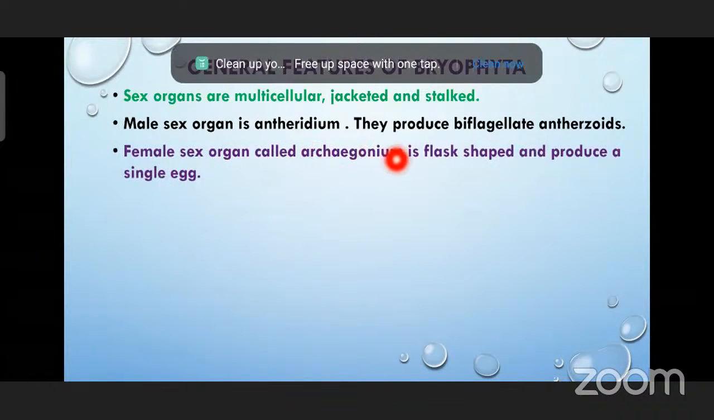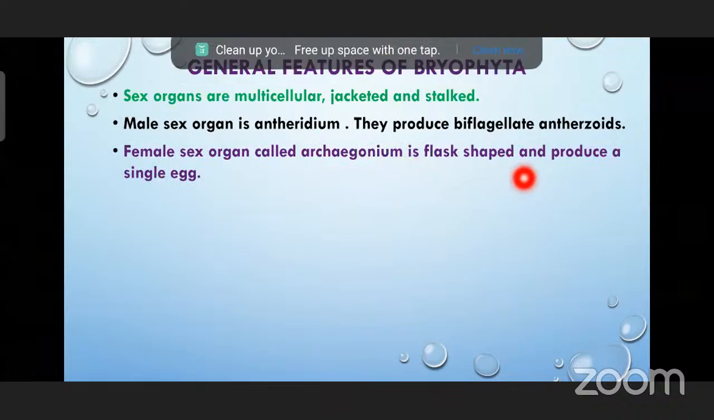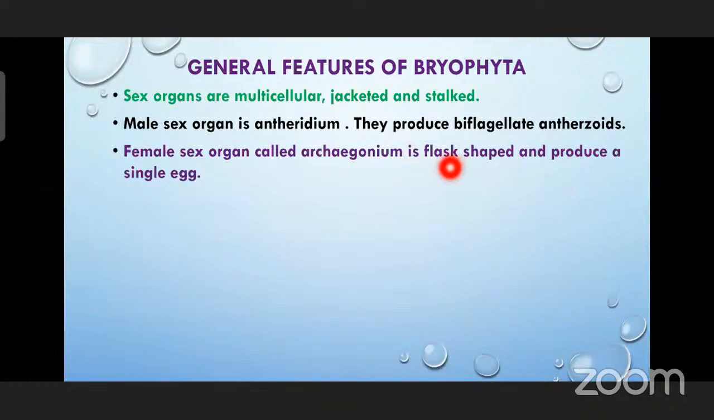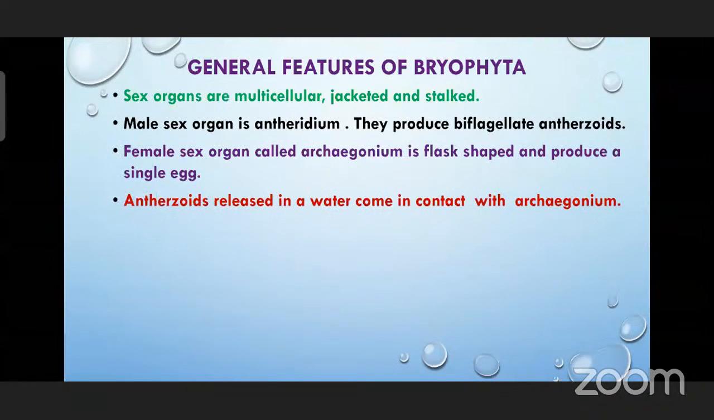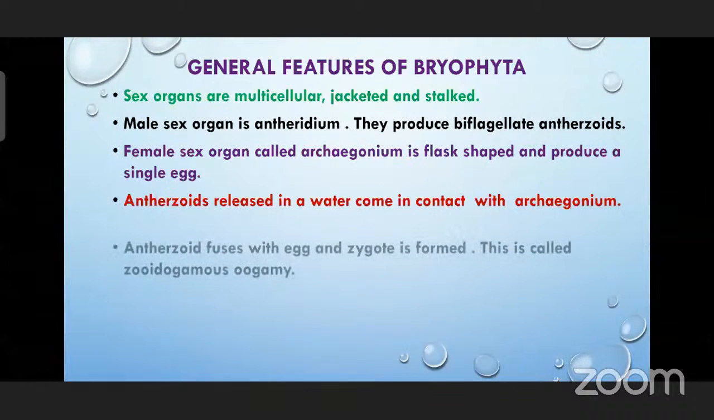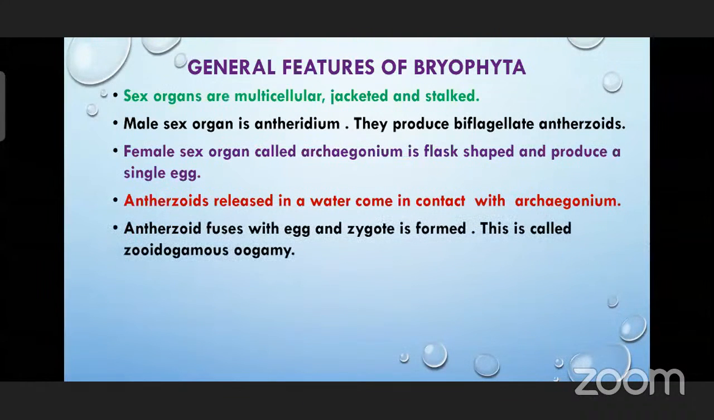Archegonia, the female sex organ, is flask shaped and produces a single egg. Here many antherozoids will be produced by the antheridium, which are going to reach the archegonium. Antherozoids released in water come in contact with the archegonium. Antherozoids fuse with the egg and a zygote is formed.